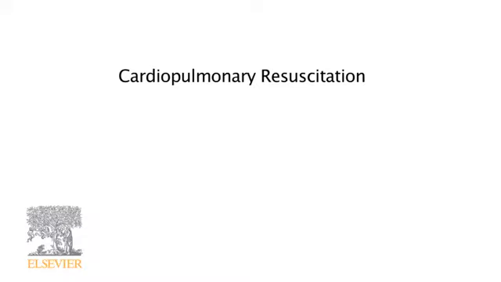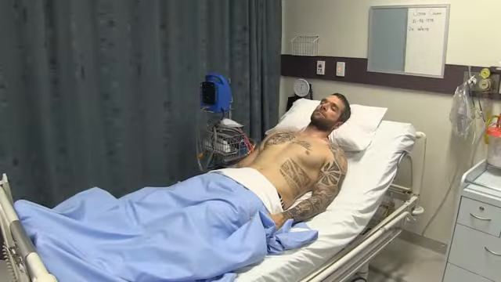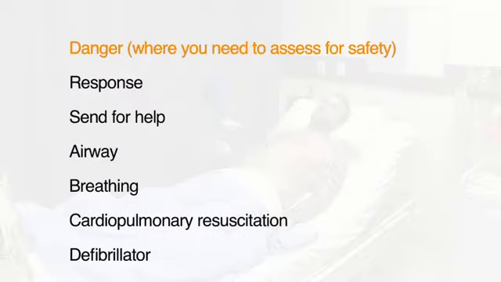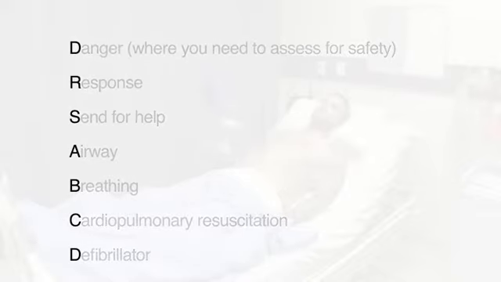Cardiopulmonary Resuscitation. When you come across a person who appears to have collapsed, you need to adopt the emergency action plan, which consists of 7 steps. These are danger, where you need to assess for safety; response; send for help; airway; breathing; cardiopulmonary resuscitation; defibrillator. The steps can be easily remembered by the acronym DRS ABCD or Doctors ABCD.